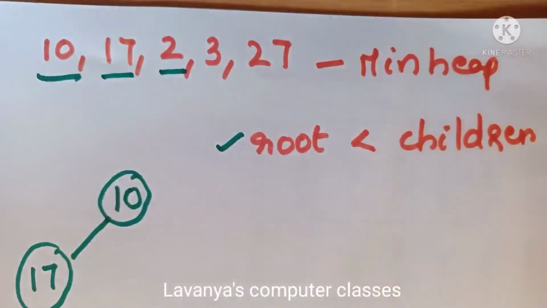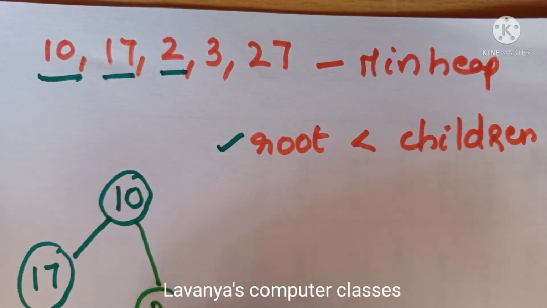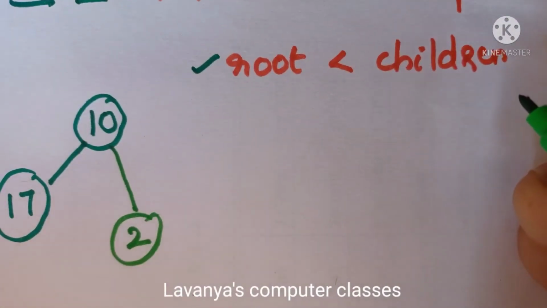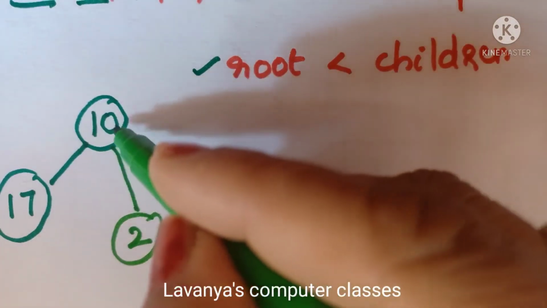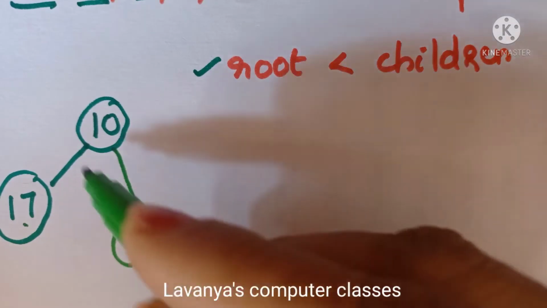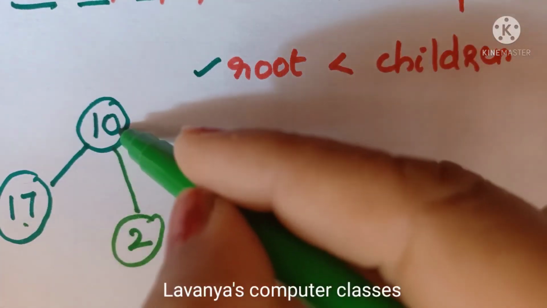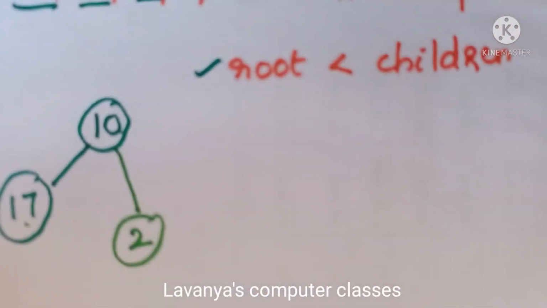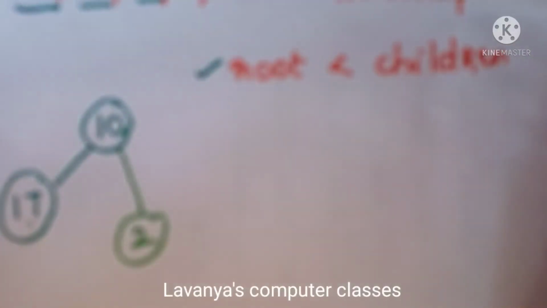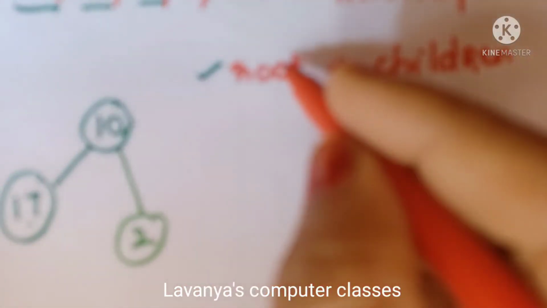Next element is 2. So keep the next element 2 on the right-hand side of the root node. So this one is the root node. Again check whether it is a min heap or not. Here root node is 10. 10 has two children, 17 and 2. Left-hand side no problem. But coming to the right-hand side, the right child is 2 and the root element is 10. The element 10 is not smaller than its right child. So it does not obey the min heap property.